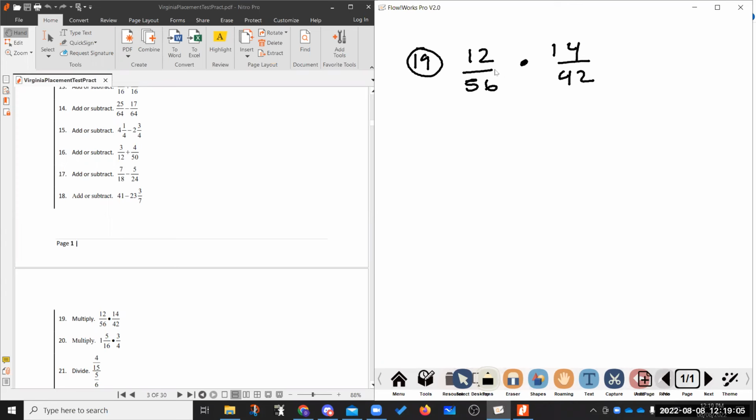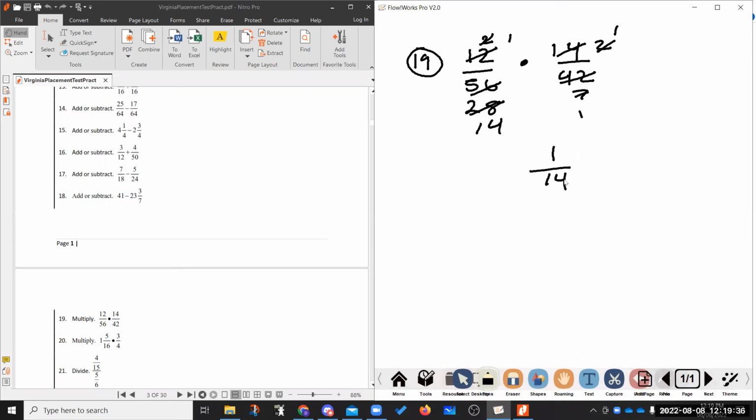If I can see common factors right away, though, that are bigger numbers, like I see that 6 goes into both 12 and 42, I'm going to go ahead and take out the 6. This is 6 times 7. 7 goes into 14 2 times. 2 goes into 56 28 times. And this 2 goes into there 14 times. I should end up with 1 over 14.